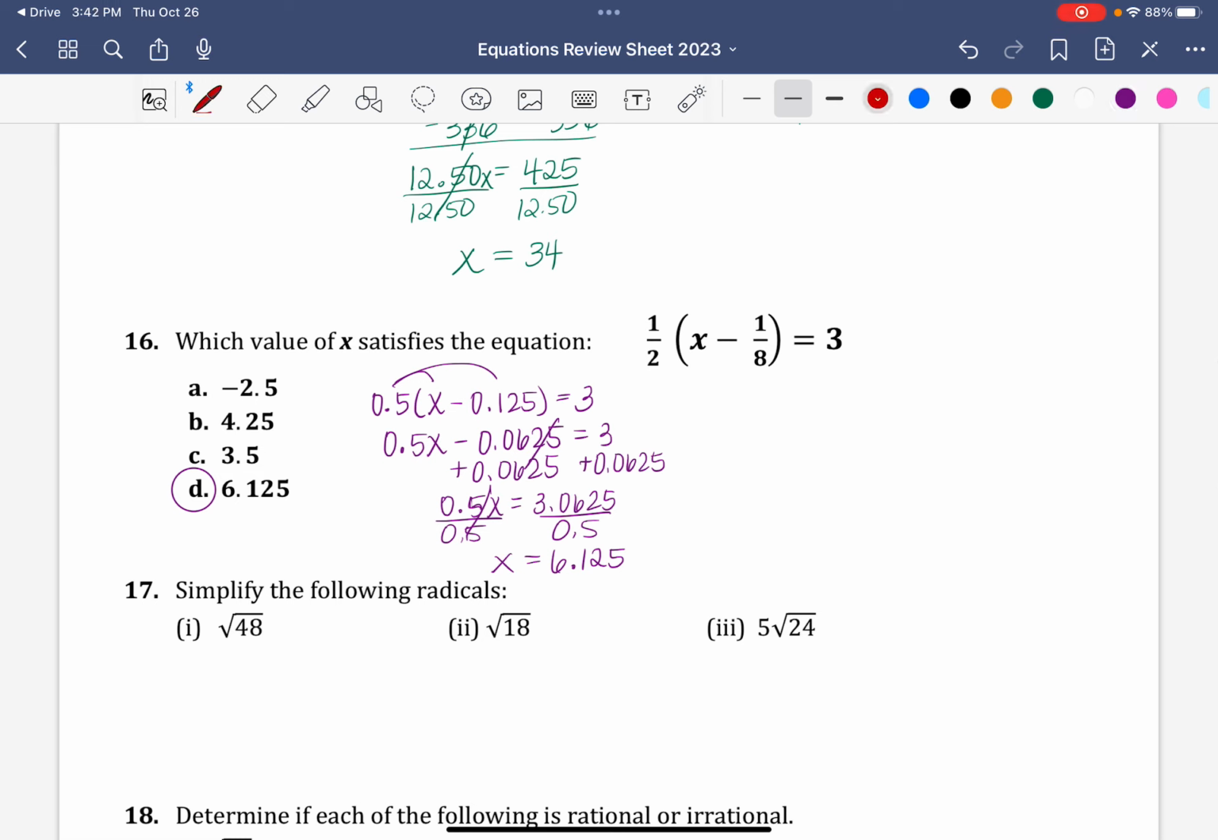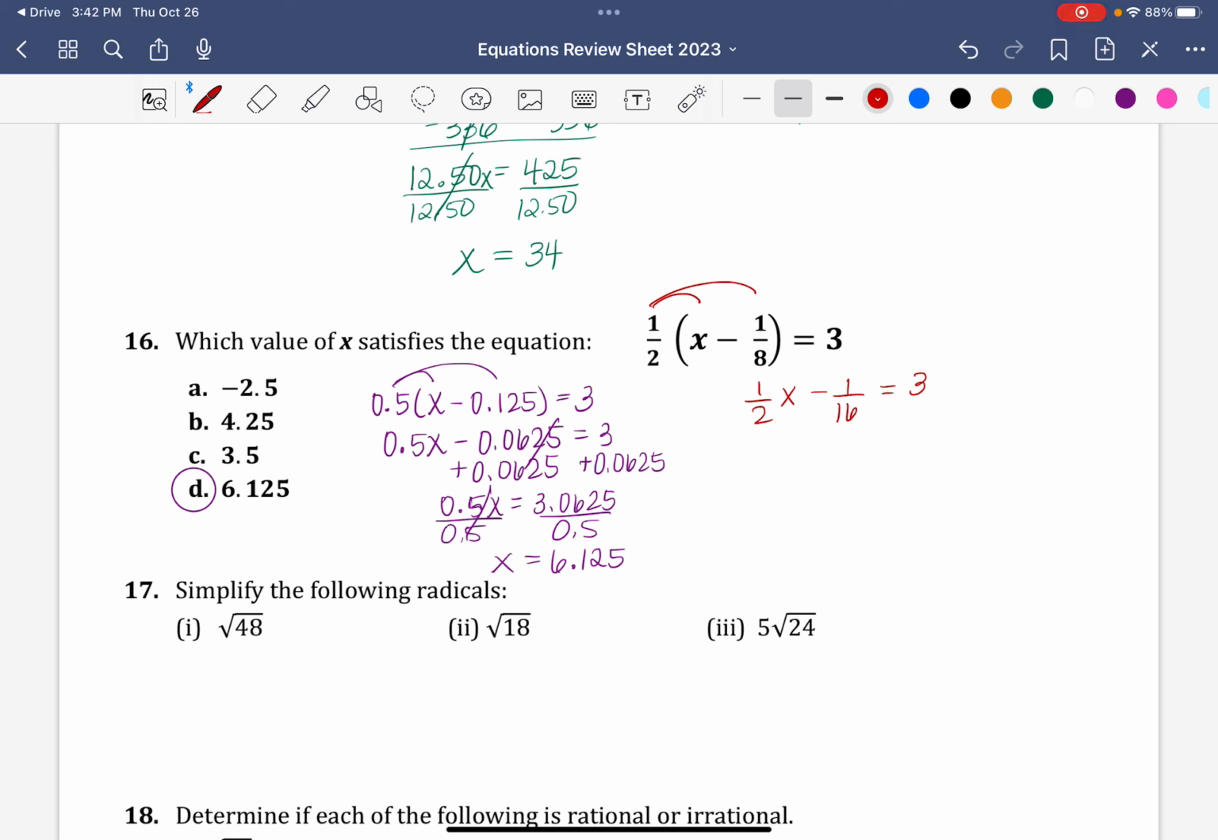The other way you can do it is you can just distribute. So we have 1/2 x. 1/2 times -1/8 is -1/16. And if you type this into our calculator in class, it'll just give you -1/16. And that equals 3.